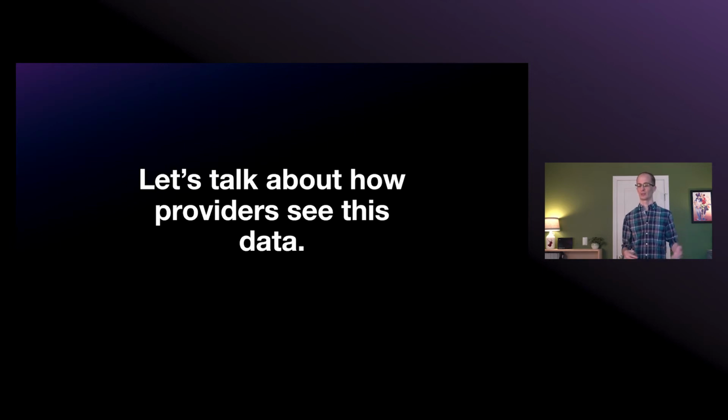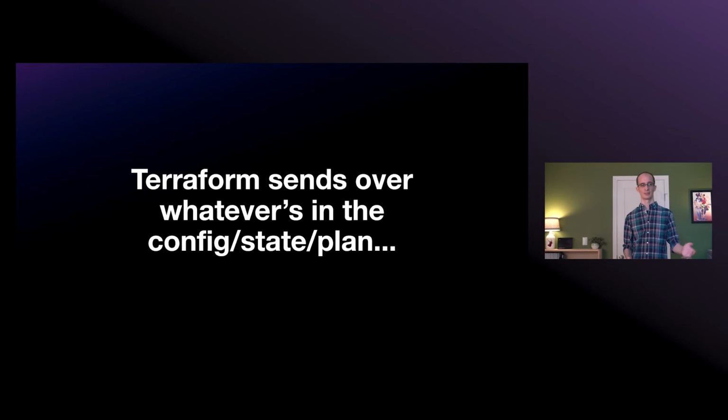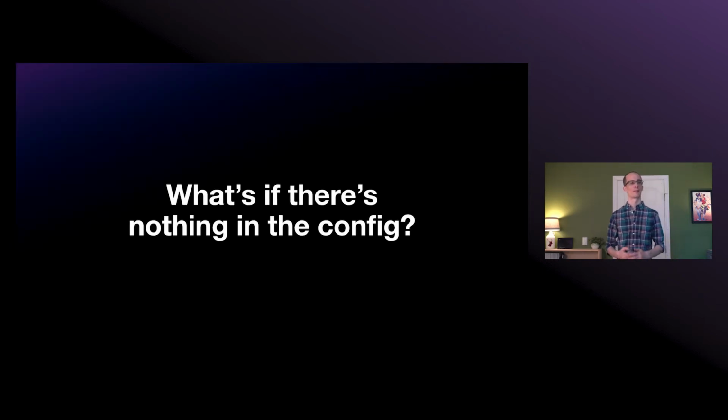There are a couple of new concepts I want to introduce in this talk, and to do that, we need to examine what values these things can hold, because Terraform sends over whatever's in the config, state, and plan. If you have a field that's a number and the user enters 1, 2, 3, you're going to get 1, 2, 3 in the provider. Usually. There are two edge cases, and those are the concepts I want to talk about today.